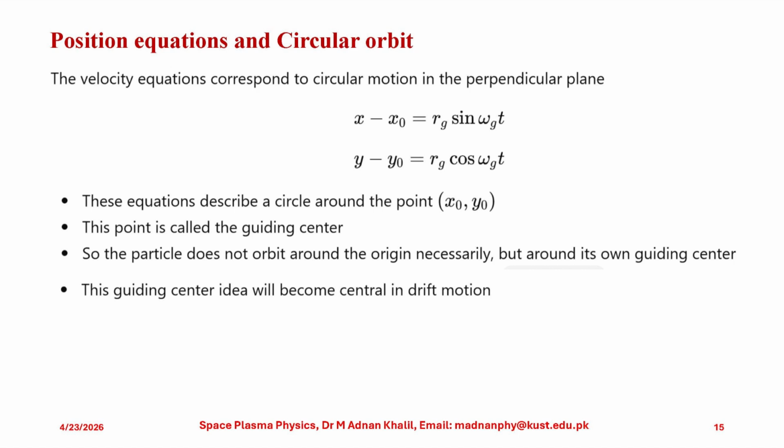Later, when electric or magnetic inhomogeneity is added, the particle will still gyrate, but the guiding center itself may move. That is how drift motion is introduced. So this slide is where the idea of separating fast orbit motion from slower center motion becomes clear.